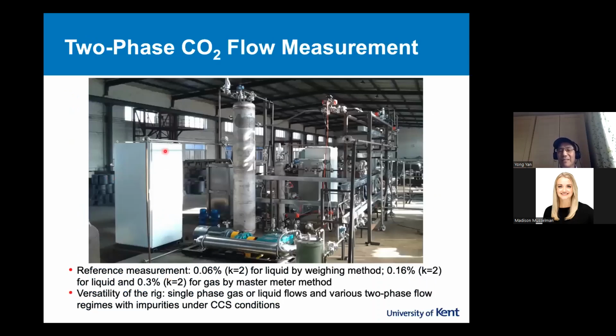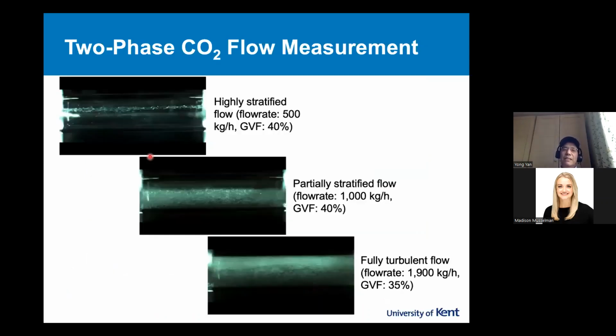The trouble with CO2 flow measurement under CCS conditions is that we need a test platform, and establishing such a platform is not easy. We spent a lot of energy and money to build this. This is a 1-inch CO2 flow test platform under CCS conditions. On this test rig, you can create gas CO2, liquid CO2, or gas-liquid two-phase CO2. We can even add impurities into the system to test the impact of impurities on the flow measurement. We have a weighing method to offer a quite accurate reference for the flow meters on test, and also master meters for evaluation purposes. So this should give you some idea.